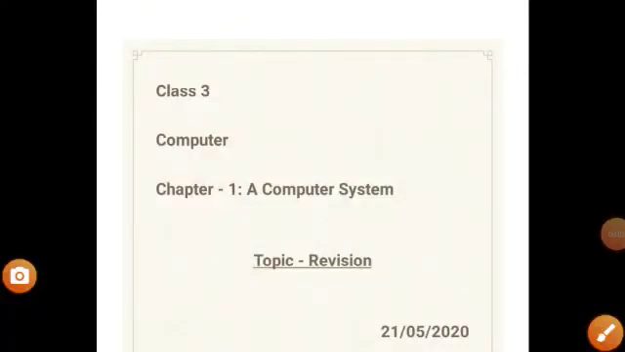Class 3 Computer, Chapter 1: A Computer System. Topic for today is revision of this chapter, that is Chapter 1, A Computer System.